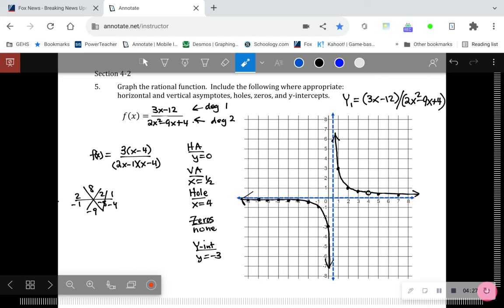So you got all the things checked off. You got your horizontal and vertical asymptotes. You got your hole, zeros, and y-intercepts, and you've graphed the function. And that'll do it for problem number 5. There's actually quite a bit of work on that problem.